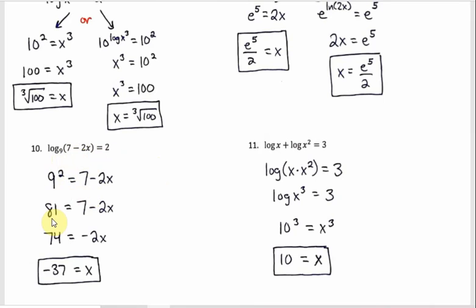But then 9 squared is 81. But then this is just a linear equation to solve, right? Subtract 7 from both sides, you end up here. Then you divide both sides by -2, you end up there. And you get that x is -37.